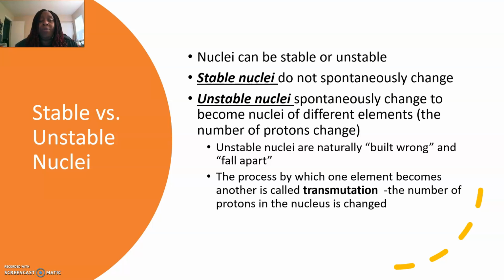If you remember, the character of our atom is determined by our protons. So if the proton number changes, then we are a completely different element. Unstable nuclei are just naturally built wrong and they end up falling apart. The process when one element becomes another is called transmutation. Transmutation occurs when the number of protons in the nucleus changes.